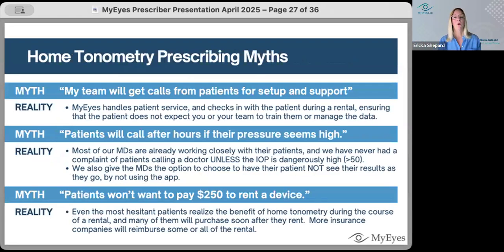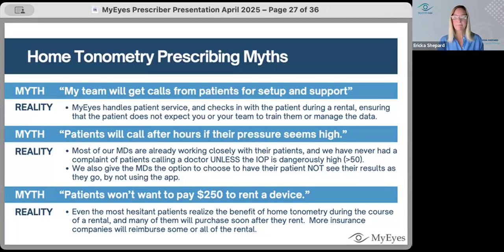So some myths about home tonometry and prescribing. And Dr. Wirostko talked about the first one. My team will get calls from patients for setup and support, and they don't. For the most part, again, we all know patients that are very needy or just need some extra time and attention, but we really strive to make sure that we are taking care of the patient from beginning to end, and that your team, your techs, don't have to even think about it once you've written that prescription.